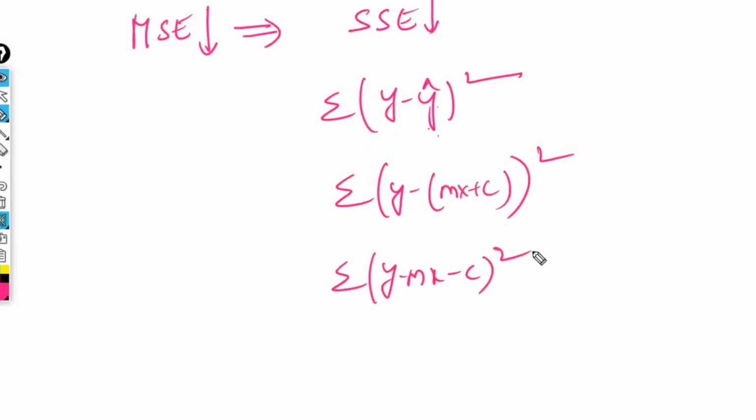Now, generally, any minimum point, how are we going to identify it? By using d by dx. If you apply the differentiation d by dx, and once you calculate that and substitute at x equal to 0, that is the minimum value.